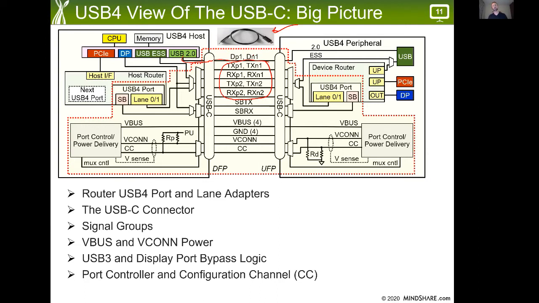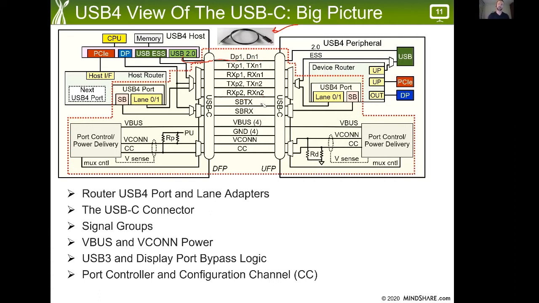You're going to see that we have what they refer to as two lanes of traffic associated with USB 4. That's because what the USB-C connector provides is dual simplex. So you're going to have two high-speed lanes of traffic in one direction, as well as two high-speed lanes in the other direction. All right, so we can send traffic back and forth in both directions simultaneously.